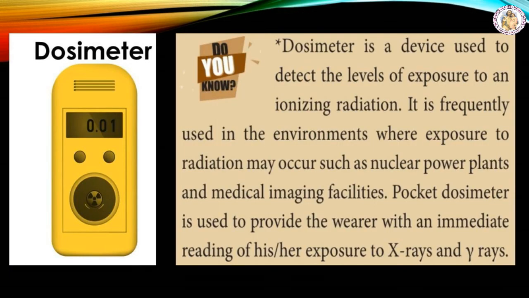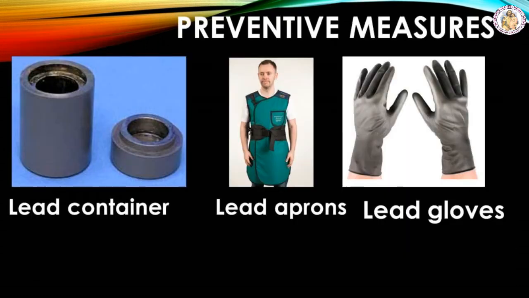Do you know, dosimeter is a device used to detect the levels of exposure to an ionizing radiation. It is frequently used in the environments where exposure to radiation may occur, such as nuclear power plants and medical imaging facilities. Pocket dosimeter is used to provide the wearer with an immediate reading of his or her exposure to X-rays and gamma rays.